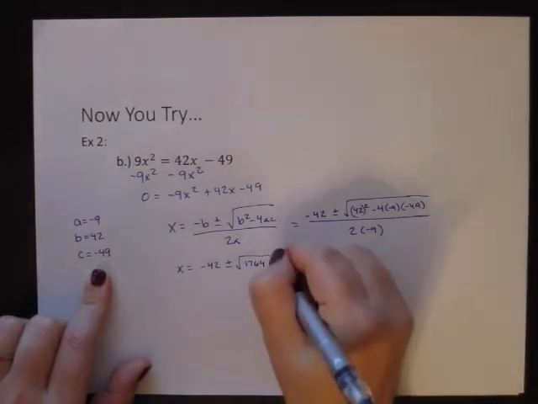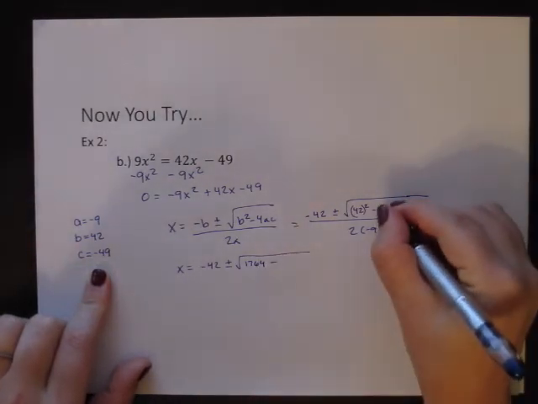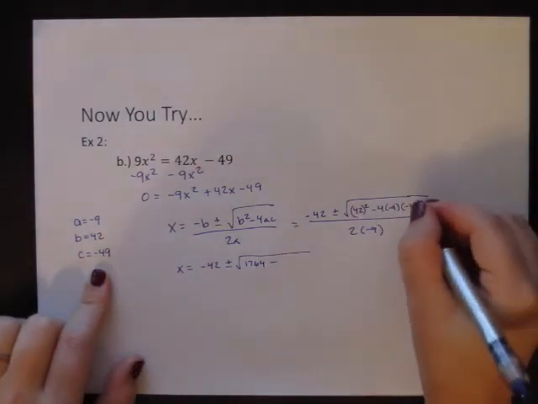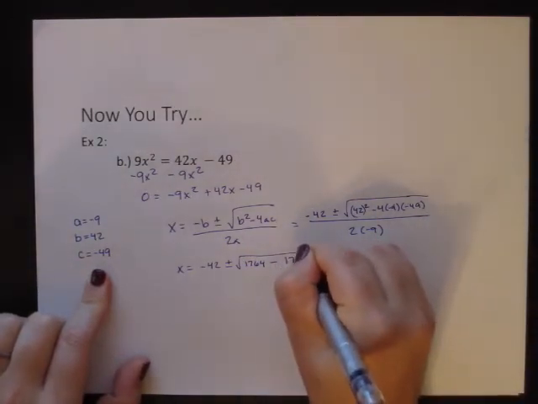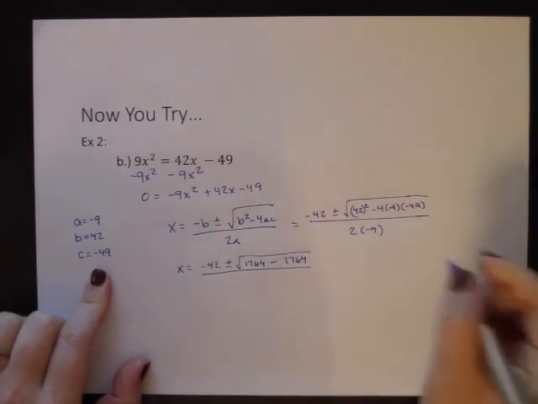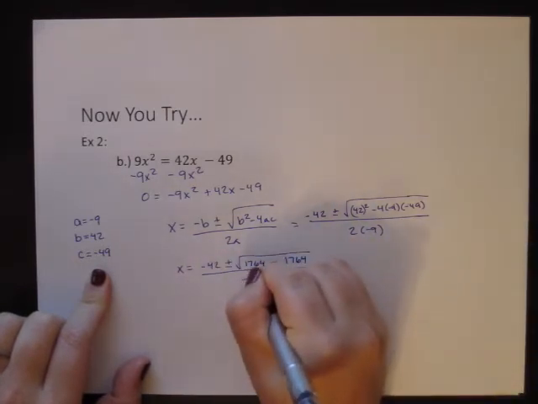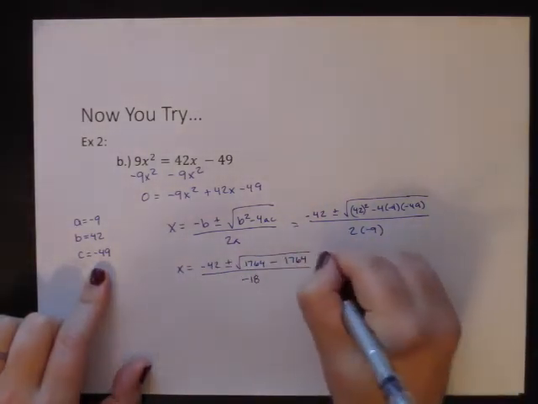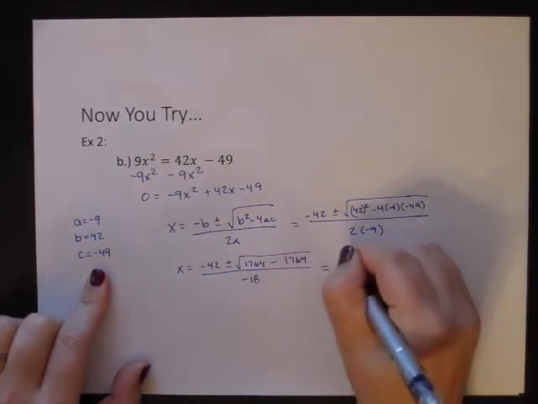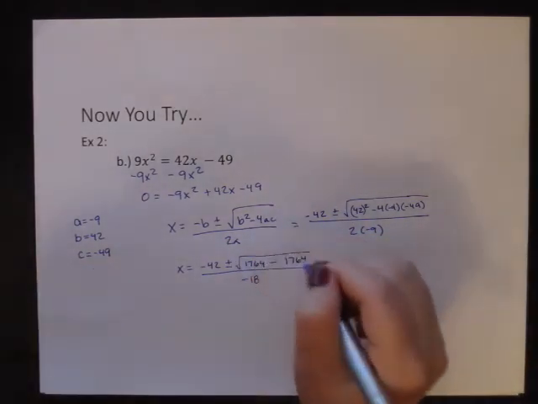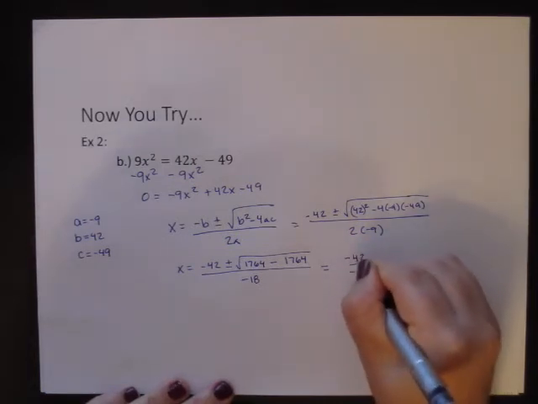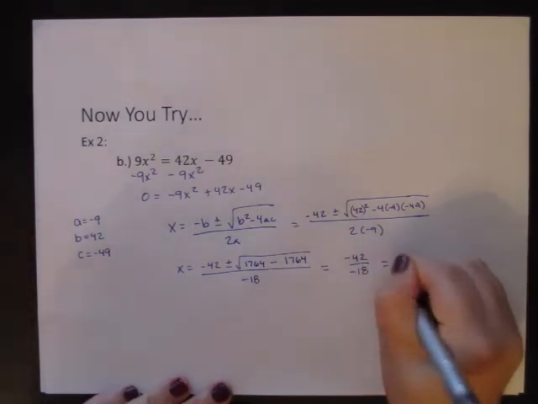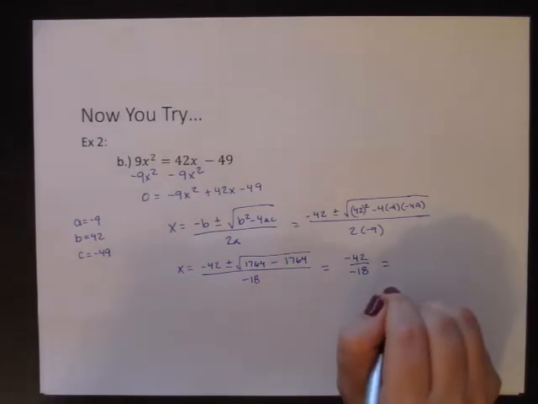Positive times a negative is going to be a negative. 4 times 9 is 36. 36 times 49 is 1,764 over negative 18. So those two cancel out with each other, so square root of 0 is 0, so all I'm left with is negative 42 over negative 18, and we know a negative over a negative is going to be a positive.